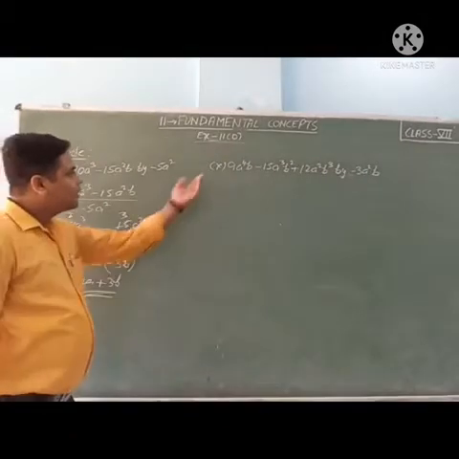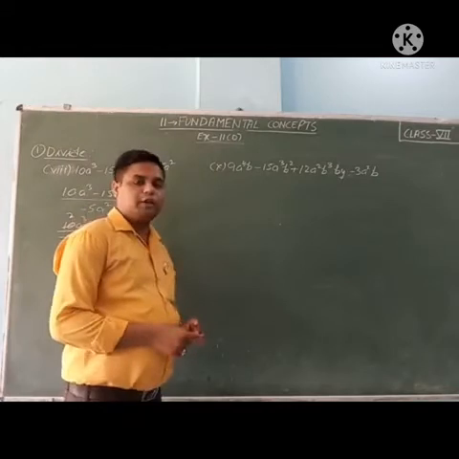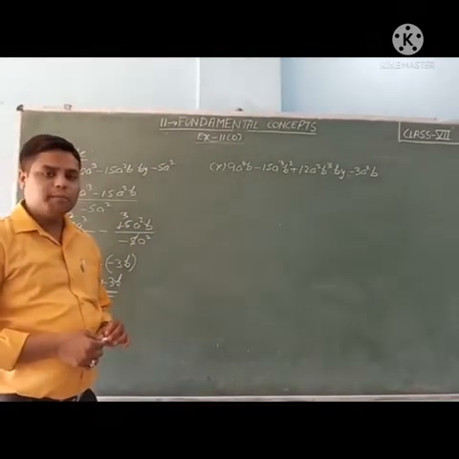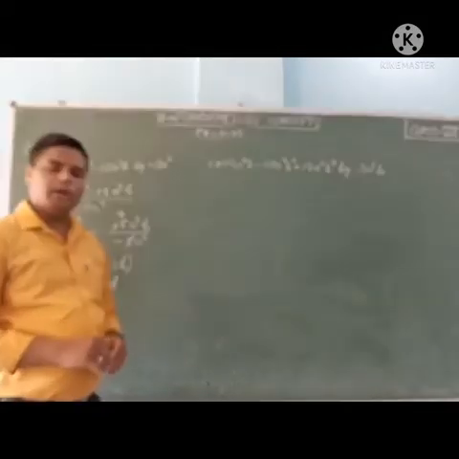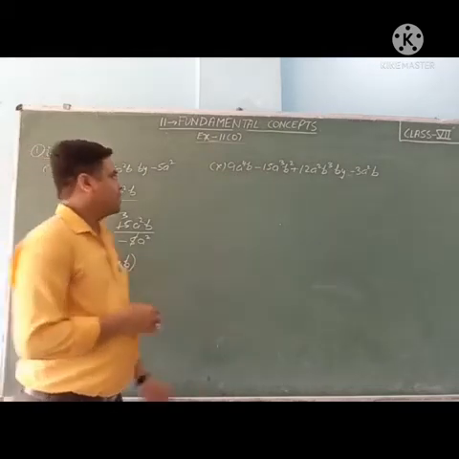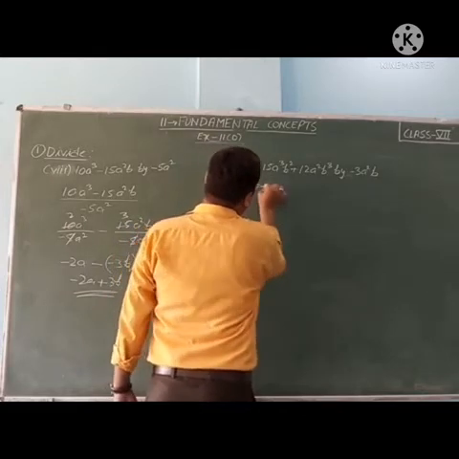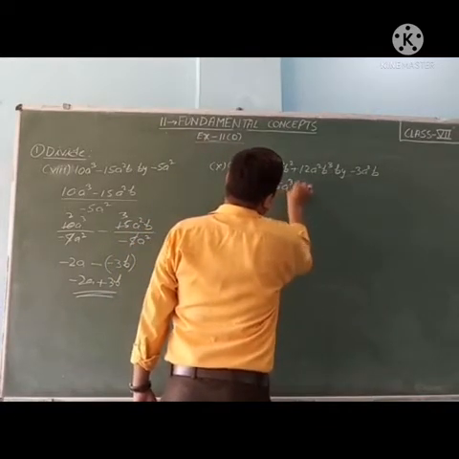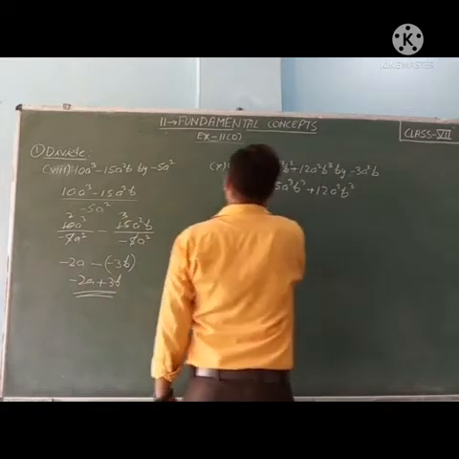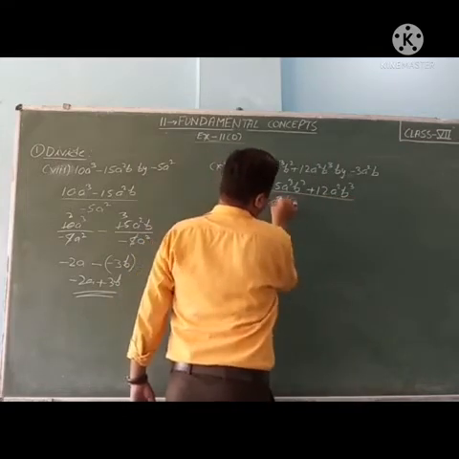Move to the 10th part. 9a raised to power 4b minus 15a³b² plus 12a²b³ by minus 3a²b. So a trinomial is given now. It doesn't matter whether binomial or trinomial, we will solve in the same way. So 9a⁴b minus 15a³b² plus 12a²b³ upon minus 3a²b.